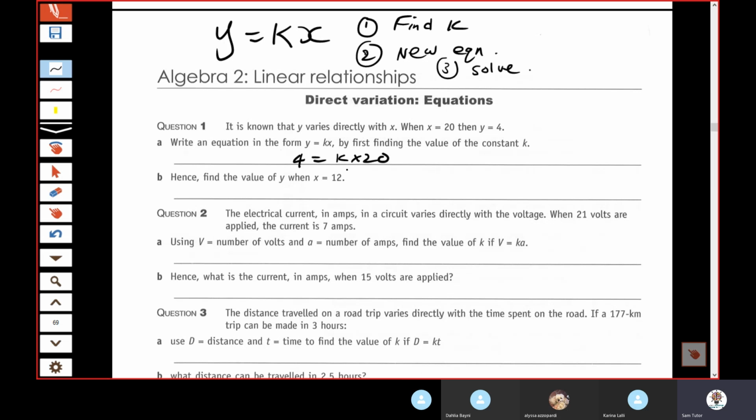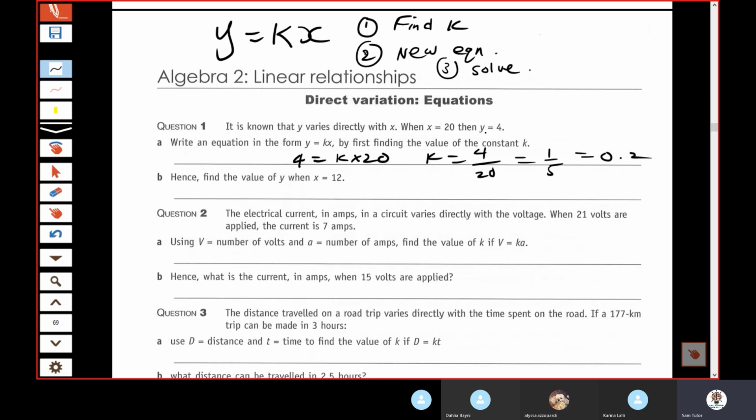Obviously, what letter are you going to find? K. 4 divided by 20 equals 1 on 5, which is 0.2 as a decimal if you wanted it like that. Any questions there? Because that's a really important step.